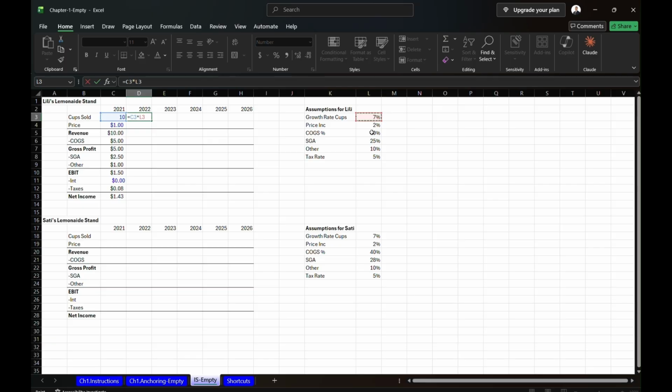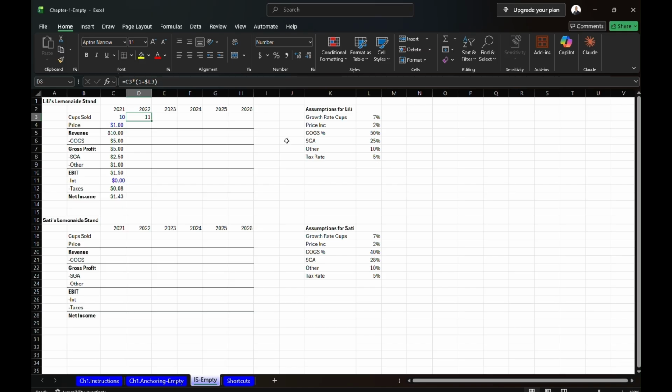So to be able to multiply 10 here by 7% easily, instead of just arrowing over to this, I'm going to delete it. I'm going to open a parenthesis so then we can do 1 plus our growth rate here, and again anchor the column, close parentheses. So this will make it 10 times 1.07. Enter. 11 cups sold.